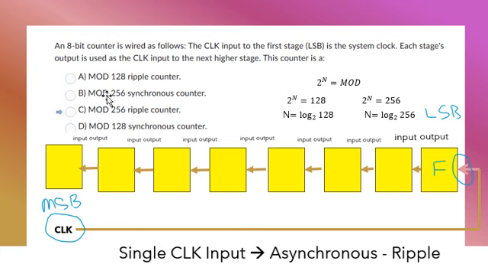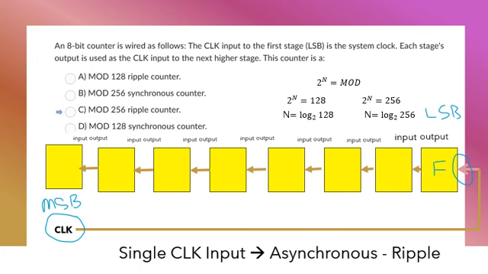When you carefully look at B and C, the answer is C, because mod 256 satisfies your 8-bit, and ripple satisfies asynchronous, because your clock goes into only the first bit, the first stage counter. So your correct answer is C here.